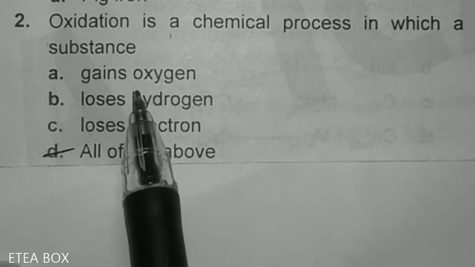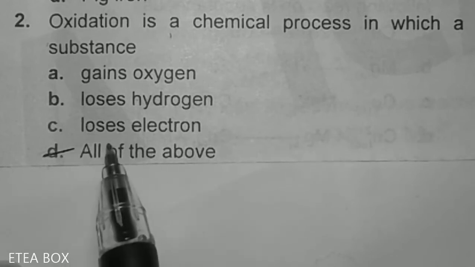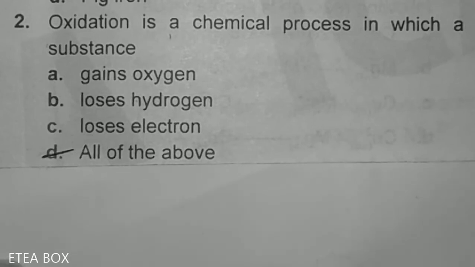Second MCQ. Oxidation is a chemical process in which a substance, option A, gains oxygen, loses hydrogen, loses electron, all of the above. Here option B is correct, okay? Because gain of oxygen and loss of hydrogen, these are the classical definition of oxidation, okay? And this one, loses electron, is the modern definition of oxidation. Here option D is correct.